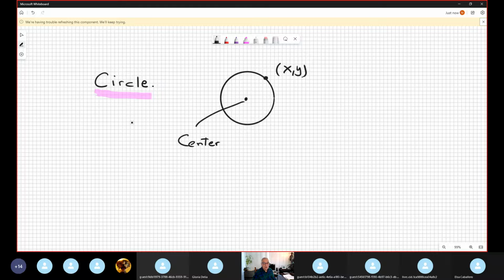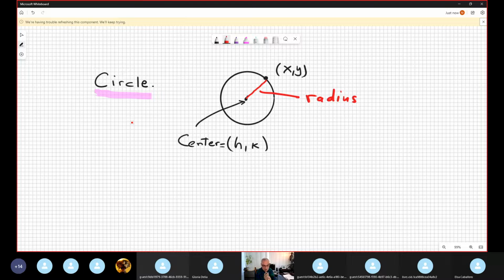And the center is a point too, so it represents two components, x comma y, but normally it's called h comma k. H comma k means the components of the center. For now, it's important that you associate h with x and k with y. So one fixed point that is called a center, and one fixed distance, let me use another color, that is called the radius. This is the radius. So we need two pieces of information to define a circle.